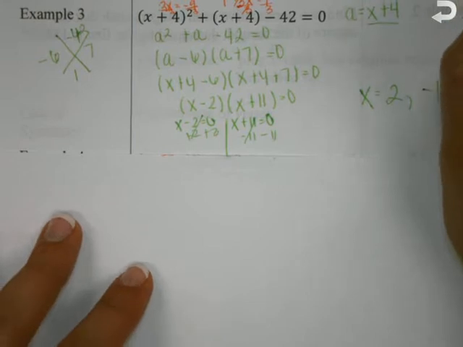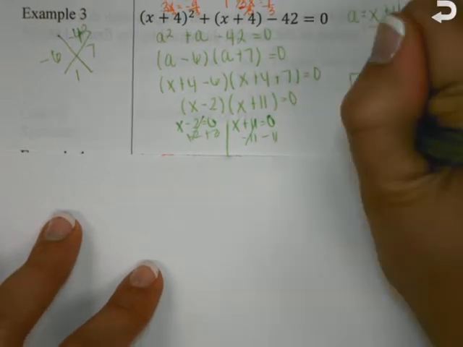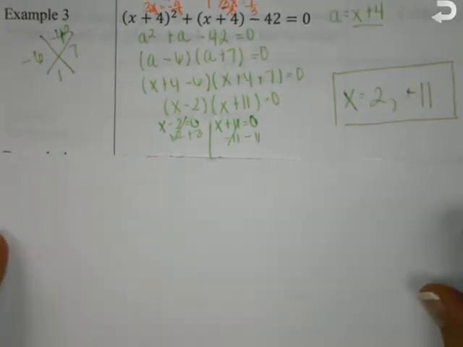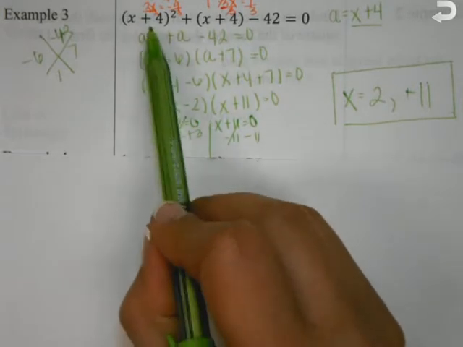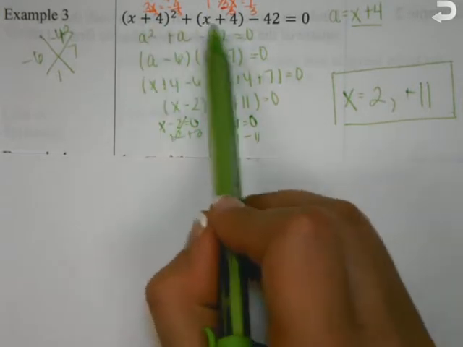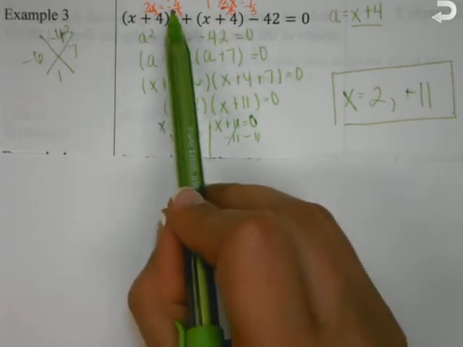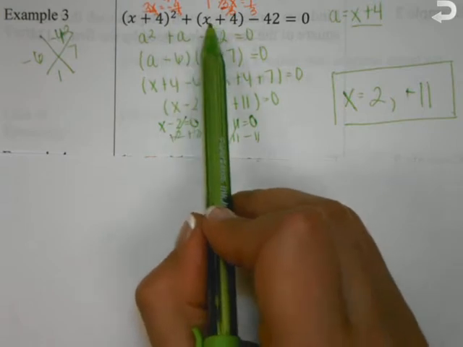Mental check. Does it work out? Yes. If I plug 2 in, 2 plus 4 gives me 6. So I know this guy is 6 and that guy is 6, right? 6 squared is 36. Plus 6 gives me 42. And 42 minus 42 is 0.